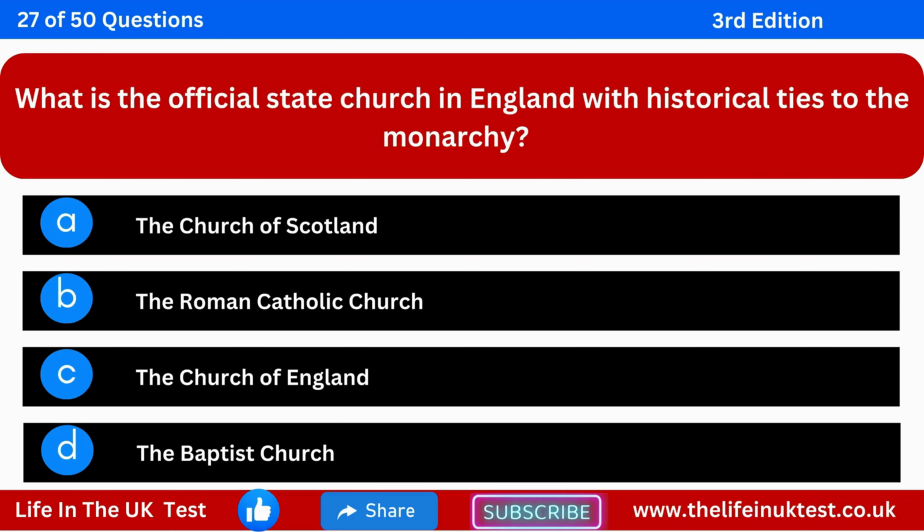What is the official state church in England with historical ties to the monarchy? Option A: the Church of Scotland. Option B: the Roman Catholic Church. Option C: the Church of England. Option D: the Baptist Church.